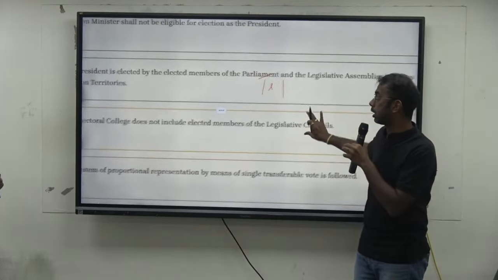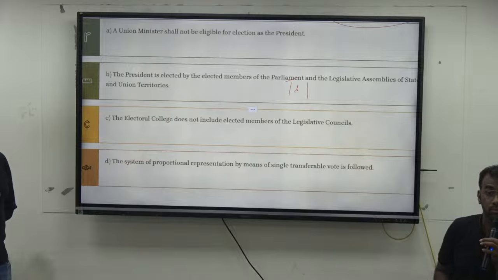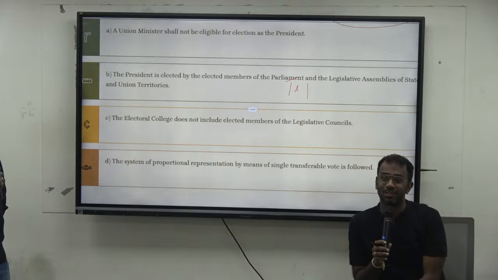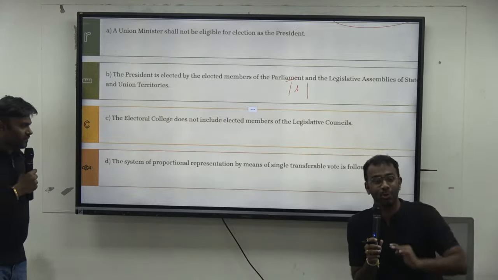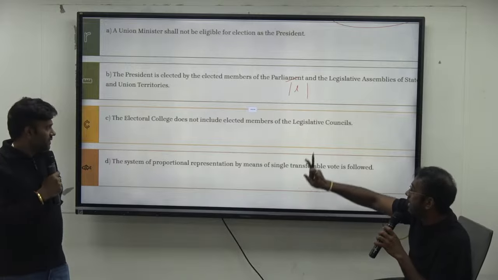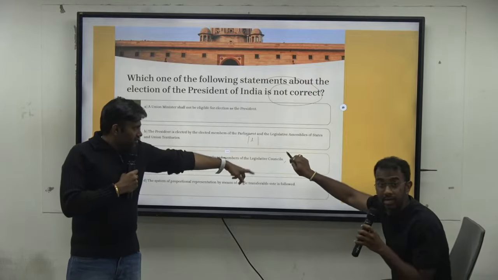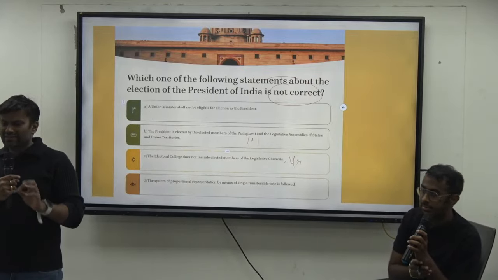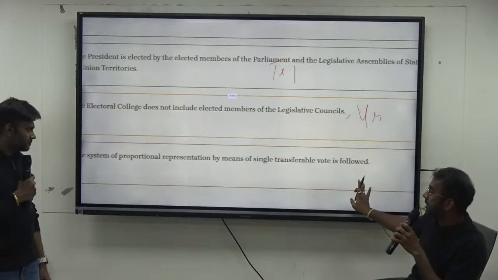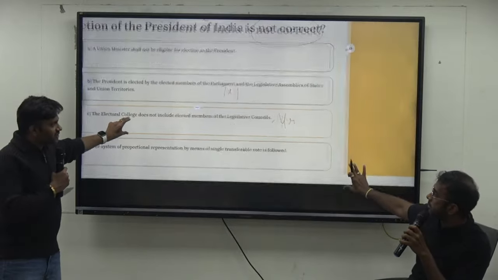Next, the electoral college does not include elected members of the legislative council. True or false? True, legislative council is not included. So with the word elected and does not, you will get confused. That is what happened here. All of you said, sir, true, true. It is right or wrong? It is right only now. The electoral college does not include elected members of legislative council. That is what we are going to write. Yes, this is correct. The moment you saw legislative council, don't worry about elected, nominated. Plain and simple, they don't participate. The system of proportional representation by means of single transferable vote is followed. Yes. That is correct, so only the first option remains incorrect.